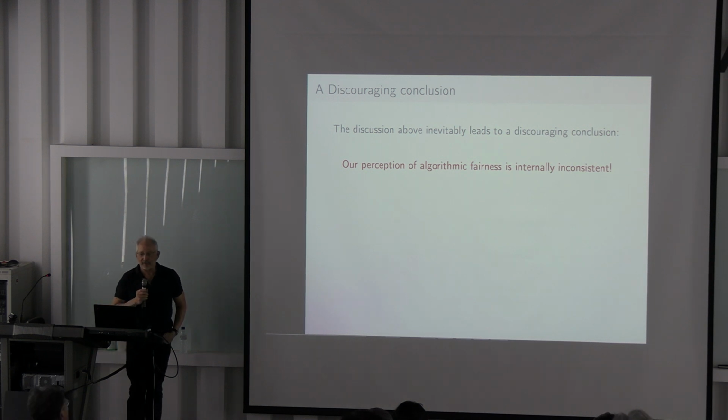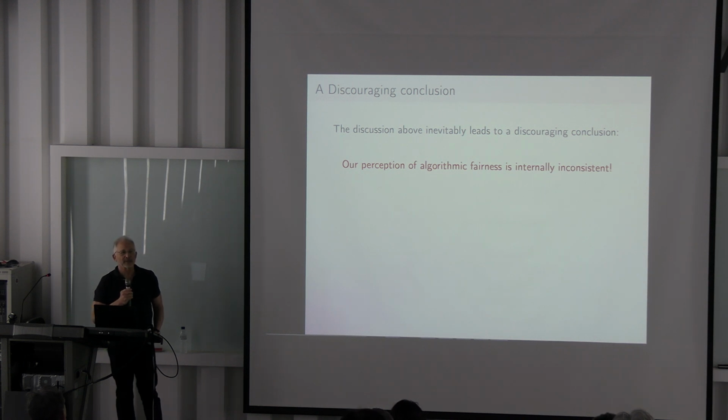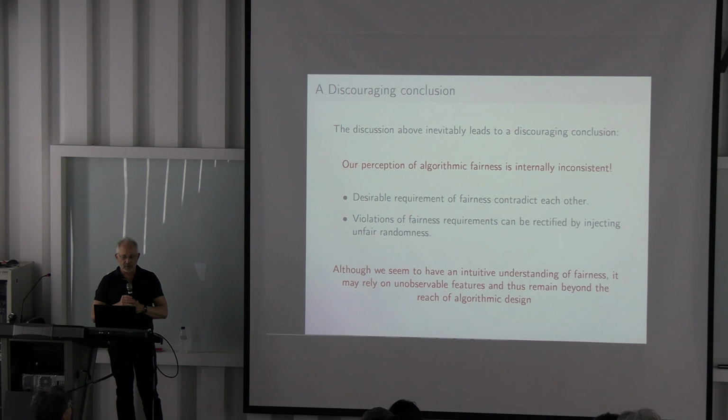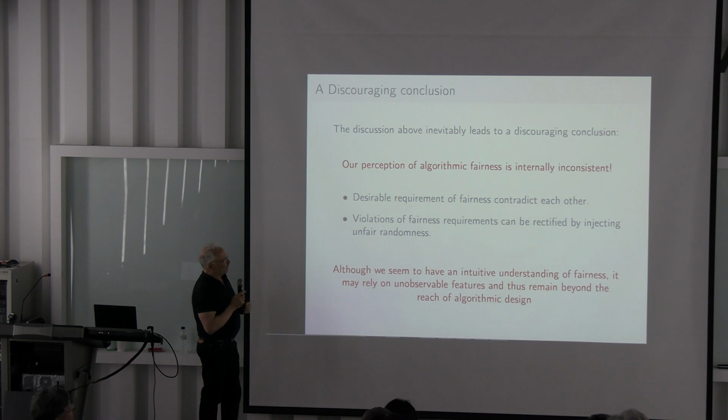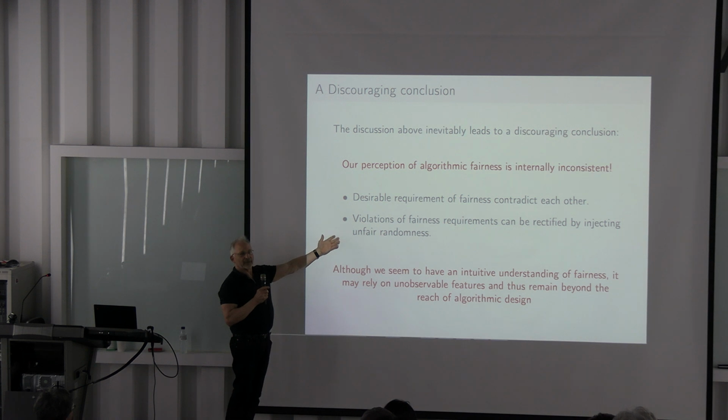Okay, so we have a kind of discouraging conclusion at this point, that our perception of algorithmic fairness is inherently inconsistent. We can convince ourselves of different measures that each of them sounds very reasonable, but they are inconsistent with each other. We are just like this rabbi that says to each of the arguing people that they are correct. So the desirable requirements from fairness contradict each other, and even if we try to rectify fairness, we rectify it by introducing more unfairness.